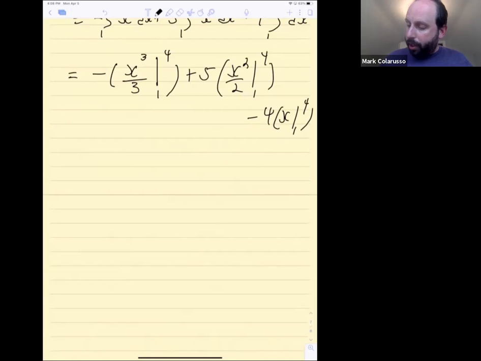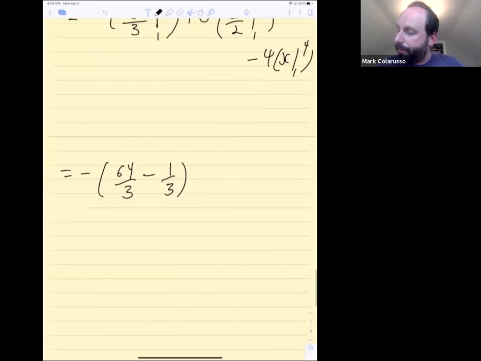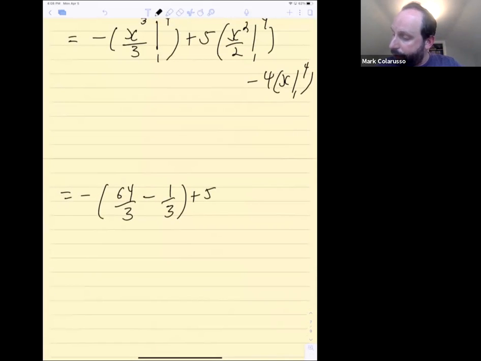And so you can start putting in numbers. So minus 4 cubed over 3. 4 cubed is 64, so 64 over 3 minus 1/3. And then watch the parentheses here, right? This negative is multiplying this entire difference. Remember, this bar symbol is for a difference. Plus 5 times (16 over 2 minus 1/2), minus 4 times (4 minus 1).